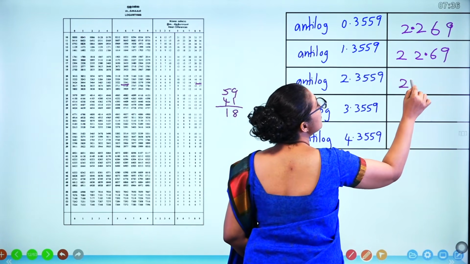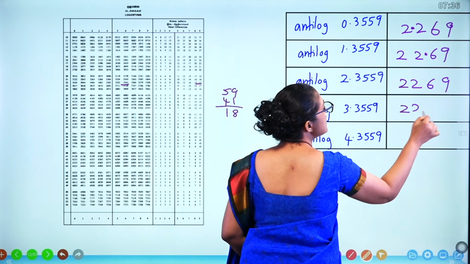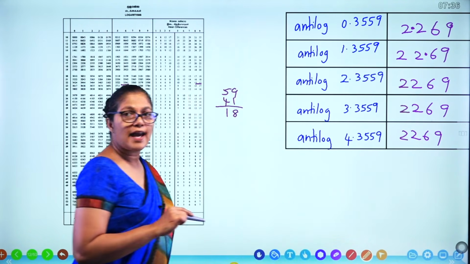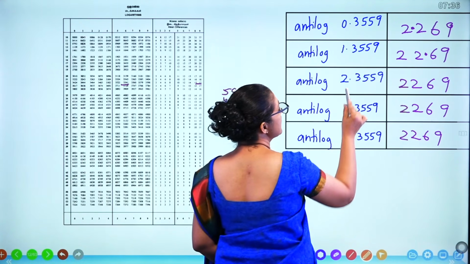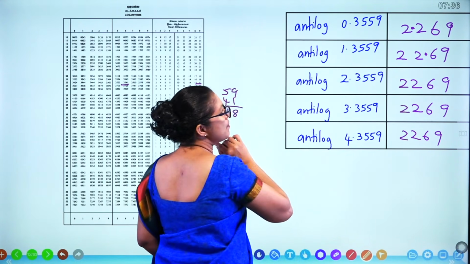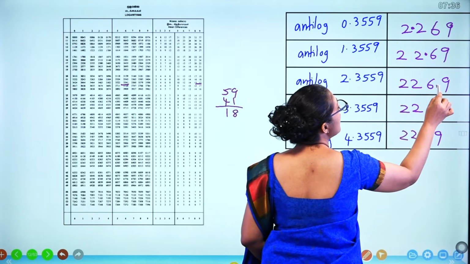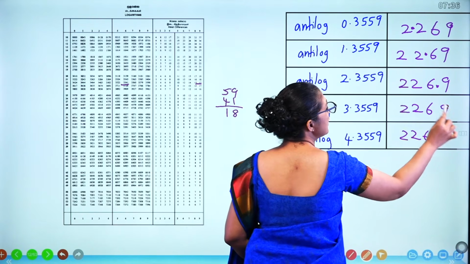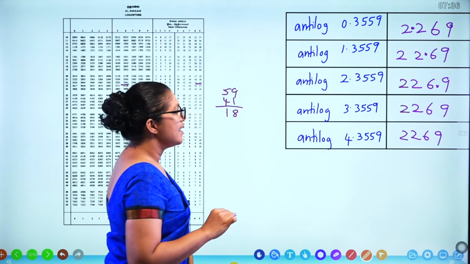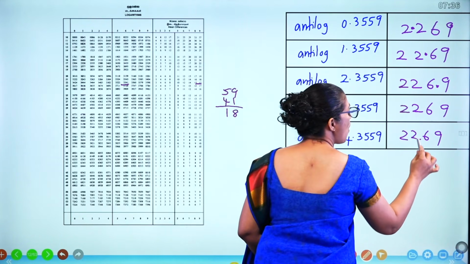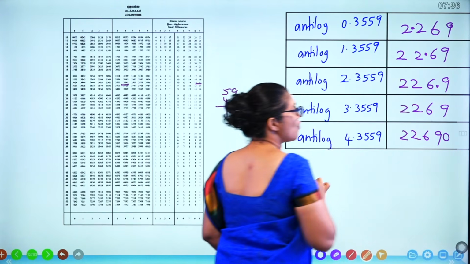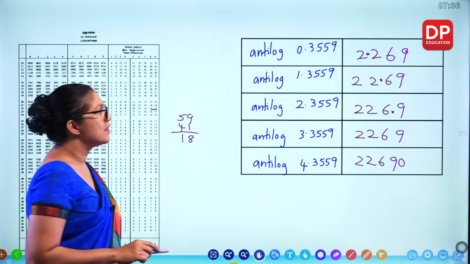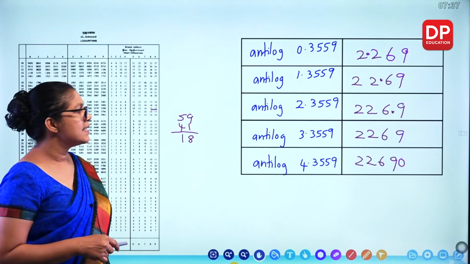Same mantissa, you get 2269 for all these numbers. But depending on the characteristic, you have to move the decimal place. Here, 2 decimal places to the right, 1, 2, 226.9. 3 decimal places to the right, 1, 2, 3, 2269. Here, 4 decimal places to the right, 1, 2, 3, 4. You need to put a 0. So this is how we can find the anti-log value from the tables.